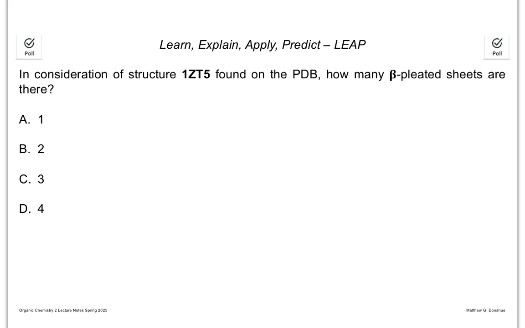How many beta pleated sheets are there? How are those represented? So the yellow box, bar, rectangle, rhombus, trapezoid. So you can click on each one of those, right? And it gives you the little sequence that they're a part of.